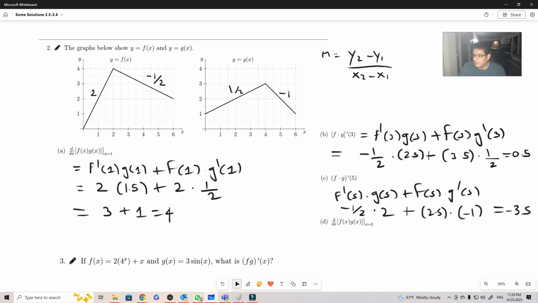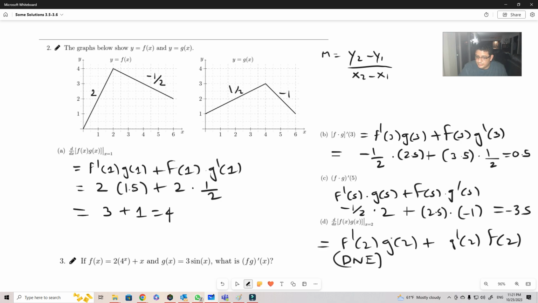Alright, and so exactly everything works the same for most of the points. Notice that we have here x equals 2, but when we try to set this up, we're going to get f prime of 2, g of 2, plus g prime of 2, f of 2. But f prime of 2 does not exist because this is a peak, and so this value does not exist, and so overall this is not going to exist because one of the pieces does not exist.